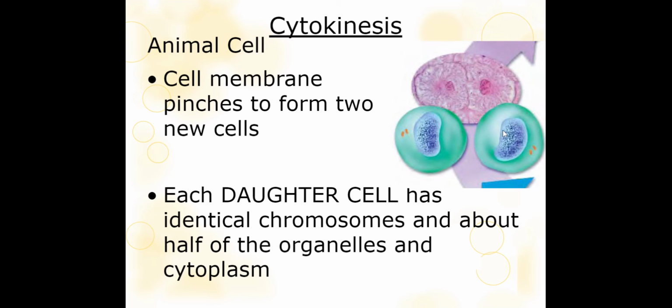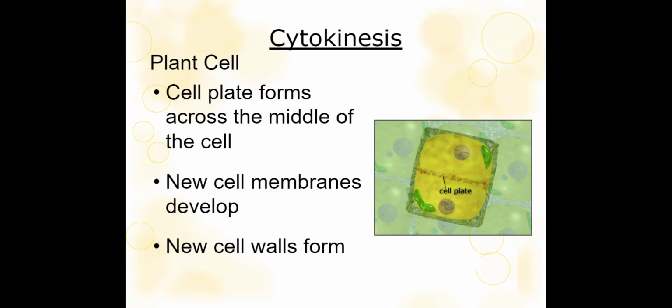Now each of these daughter cells should have an exact copy of the DNA and half the organelles from the original cell. The plants, we know, have a cell wall, which means there's an extra step for cytokinesis. They have a cell plate that forms through the middle of the cell, and then you get the cell membrane to form on either side of it, and you get the new cell wall to form. So it's not going to be the pinching like we have in the animal cell. We have a cell plate that has to form first.